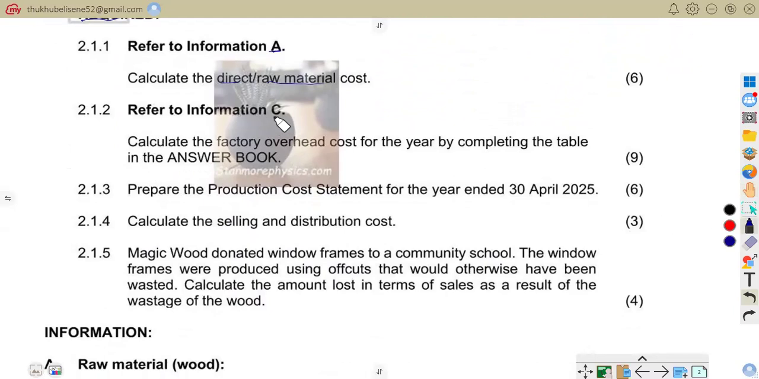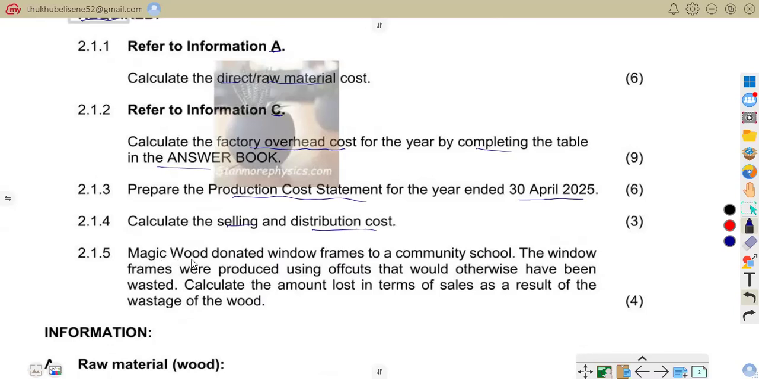2.1.2 refer to information C and calculate the factory overhead cost. Remember, when I was talking about the concepts, I did mention raw material cost, I did mention factory overhead costs. So the question is calculate factory overhead cost for the year by completing the table in the answer book. Also, it says prepare production statement for the year ended 30 April 2025. 2.1.4 calculate the selling and distribution cost.